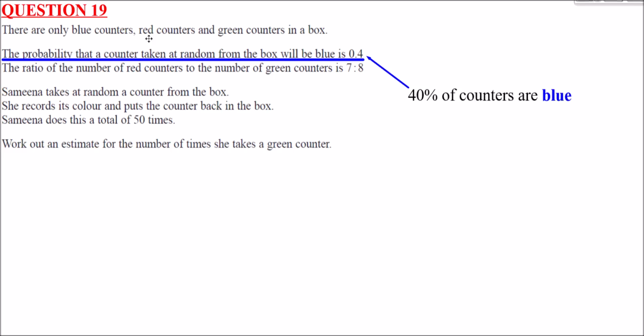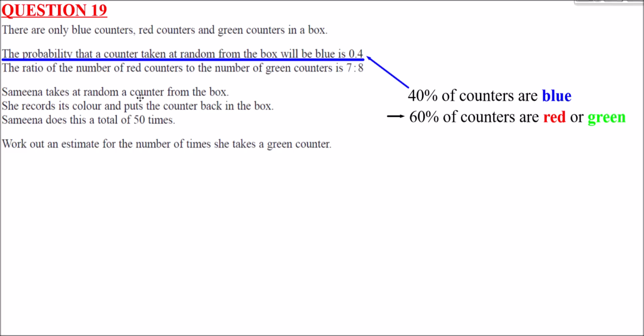And because there's only blue, red and green, if there's a 40% chance of a counter being blue, that means the other 60% of them must be either red or green. So that's the implication we need to deduce for ourselves. It then goes on to say that the number of red to the number of green is split in the ratio of 7 to 8.